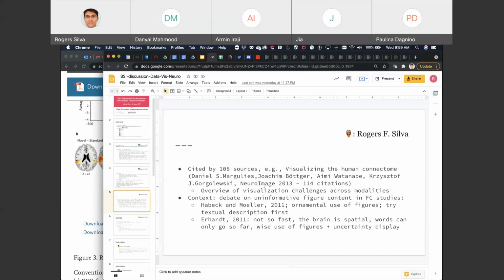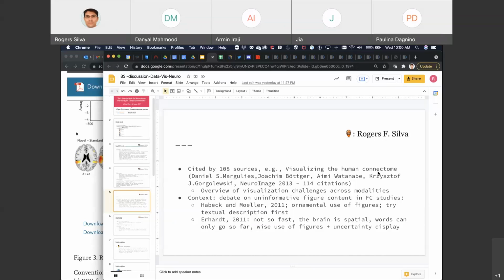A paper that came after this one, the year later, that referenced this, was Visualizing the Human Connectome by Margulies, Gorgolewski and others. They discussed this paper in the context of human connectome data and how you present connectivity information. And they discussed the issue that the data-to-ink ratio was small, and the information that was displayed was just taking space and not really adding information for the readers.